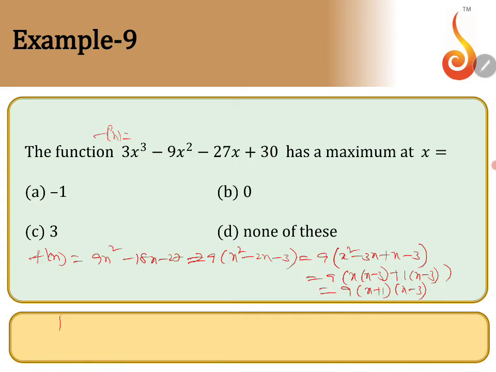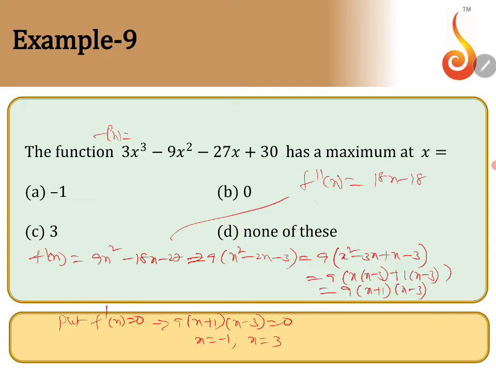So for maximum or minimum, put f dash of x is equal to 0. So therefore I got what? 9 into x plus 1 into x minus 3 is equal to 0. So therefore I got x equal to minus 1, x equal to 3. Okay, these two are the critical values. Next immediately I need to find f double dash of x. f double dash of x, what is it? 18x minus 18.